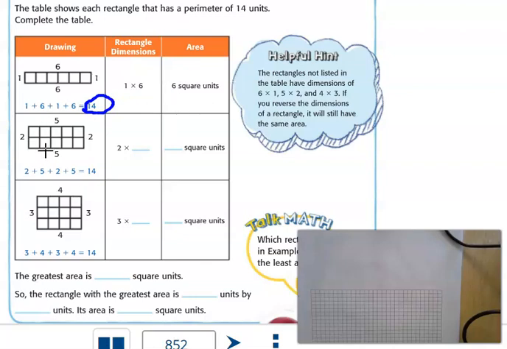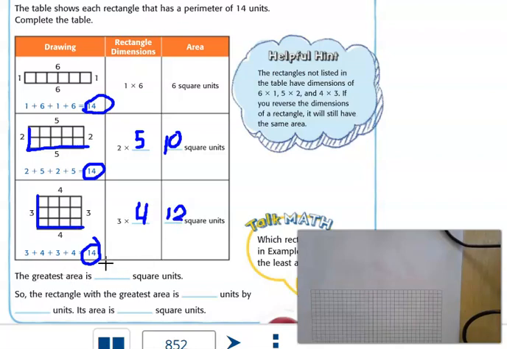For this one, 5 and 5 is 10, 2 and 2 is 4, 10 and 4 is 14 for the perimeter. We've got 2 times 5 as my dimensions. 2 times 5 is 10, which gives me the area of 10 square units. And here we've got 3 and 3, which is 6, and 4 and 4, which is 8. 8 and 6 is 14, so our perimeter is still 14. We've got 3 by 4, so 3 times 4, but you'll see we get a different area. 3 times 4 is 12 square units.